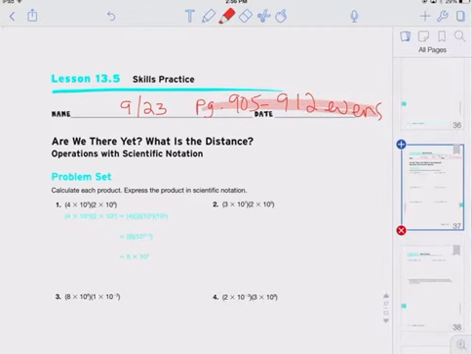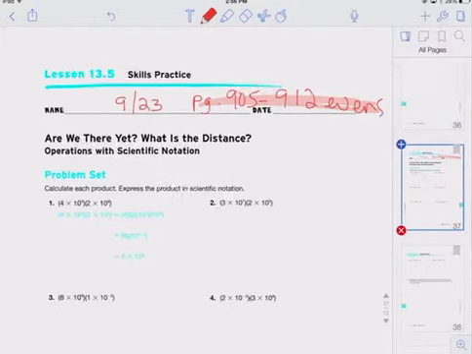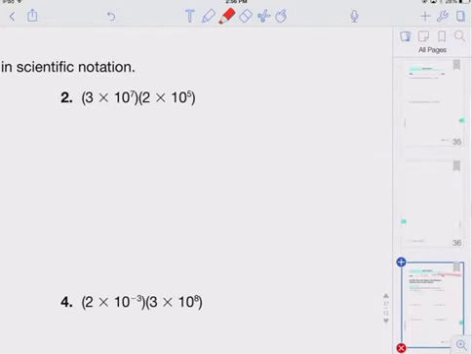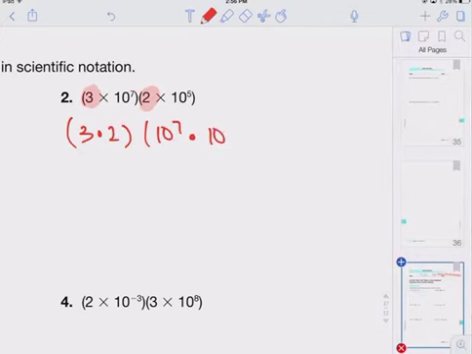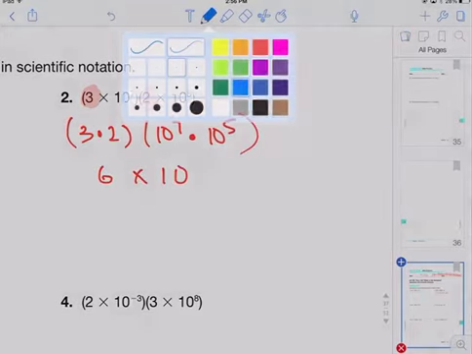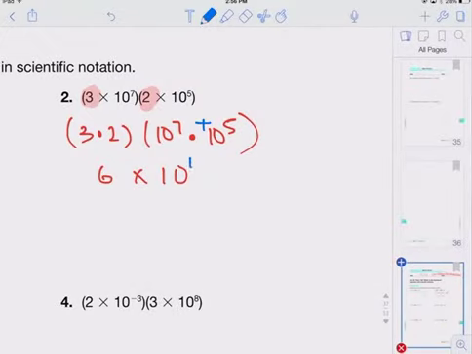12 even numbers. Start with 2's, multiplication property, commutative property of multiplication. We can move these 2 together. 3 times 2, and also 10 to the 7th times 10 to the 5th, and that's 6 times 10. Just add the exponent here to this 13th. No, 12.